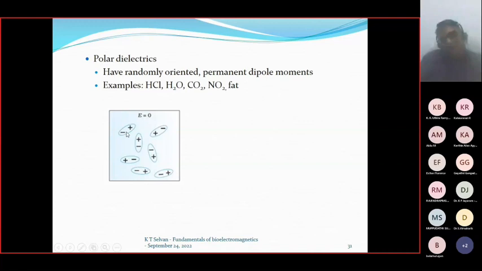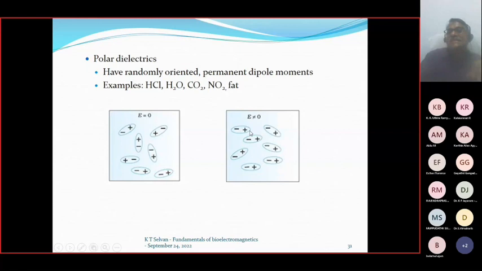We have seen when we discussed electric field in the beginning, we introduced a dipole. So there is a dipole here. But these are all randomly oriented. Therefore, there is no net internal electric field. Whereas when there is an external electric field impinging on this, then these dipoles tend to get polarized. So this is polar dielectrics, these being some of the examples. And fat is also a polar dielectric.